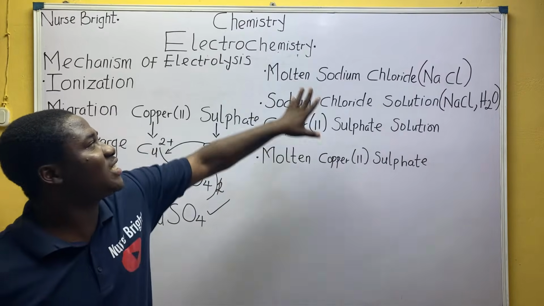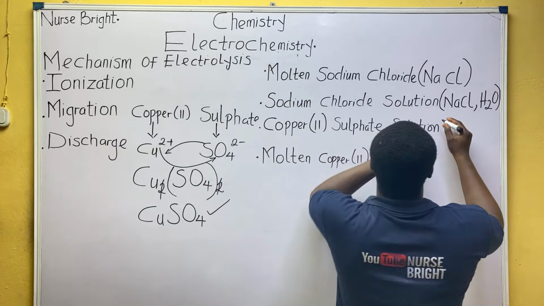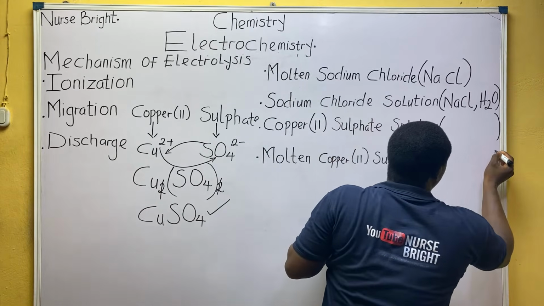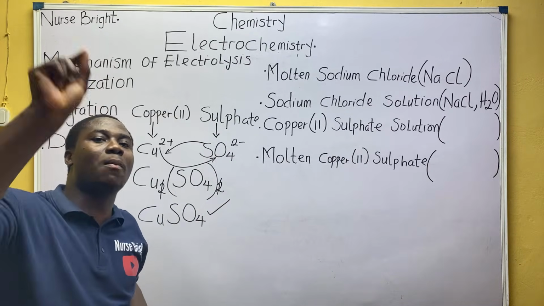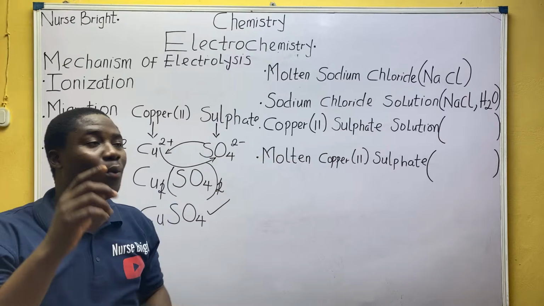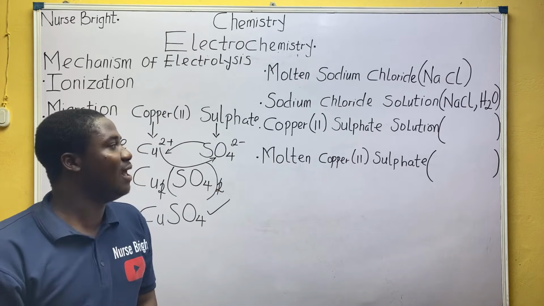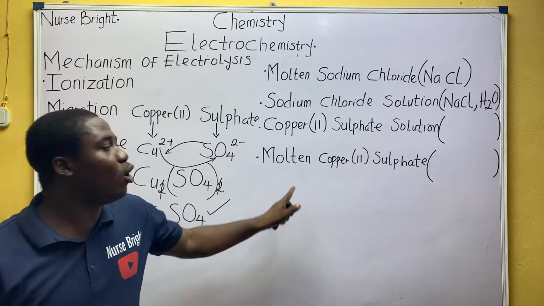So guys, based on what I've explained, tell me, copper 2 sulfate solution rather, what are the components? And what is the component of just this one, which is molten copper 2 sulfate? Tell me in the comment. Put the answer in the comment section, guys. Do it for me, because we need all of this information very soon. Copper 2 sulfate solution and molten copper 2 sulfate.